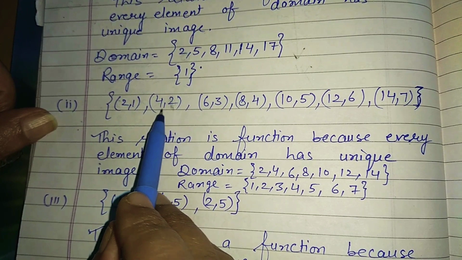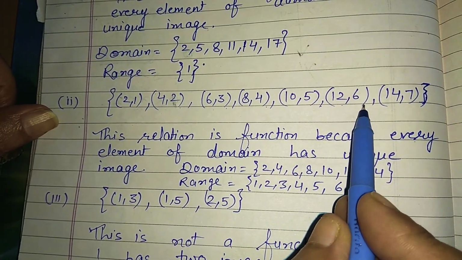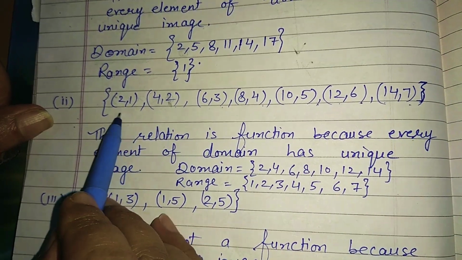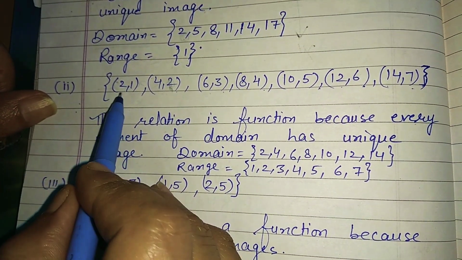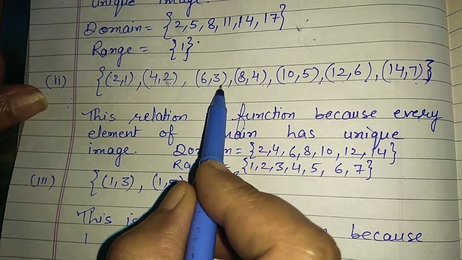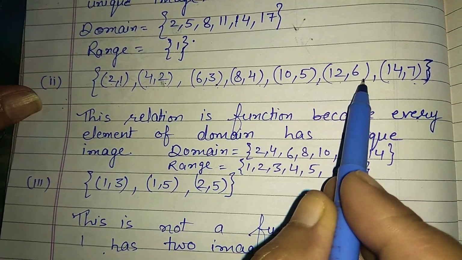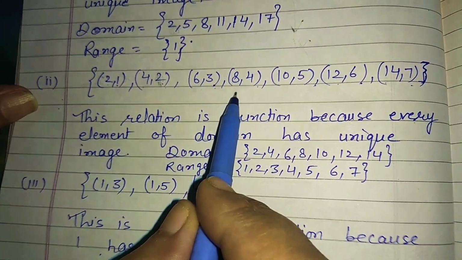(2,1), (4,2), (6,3), (8,4), (10,5), (12,6), (14,7). This is the relation. Look whether this is a function or not. 2 has image 1, 4 has image 2, 6 has image 3. So every element of the domain has a single, unique image. So it is a function.